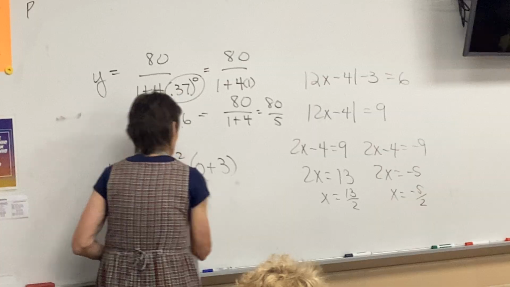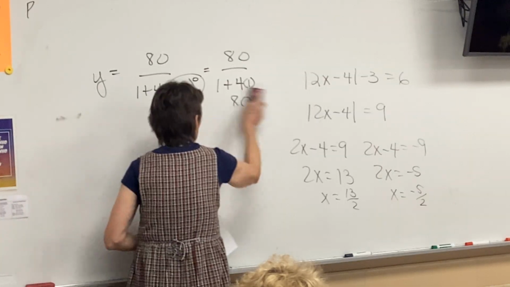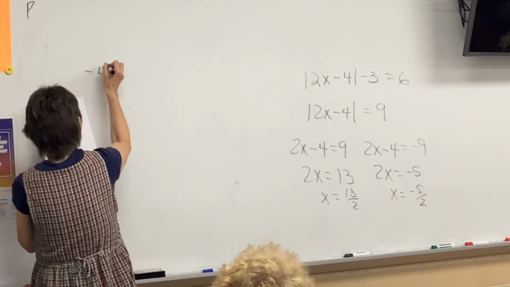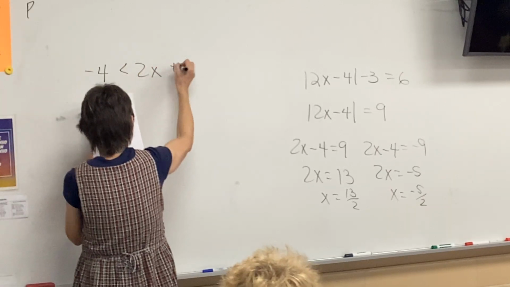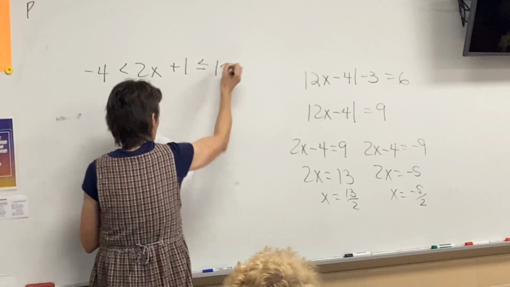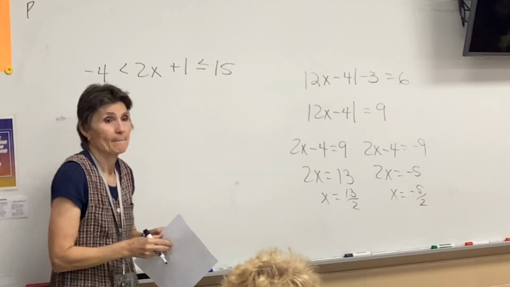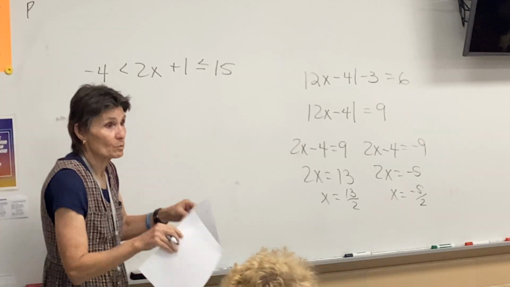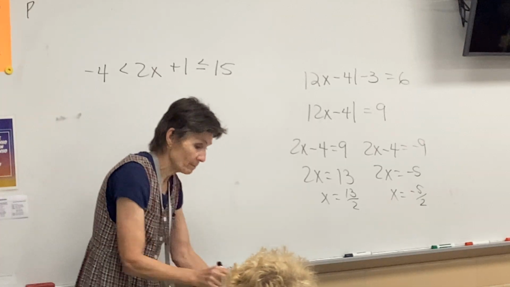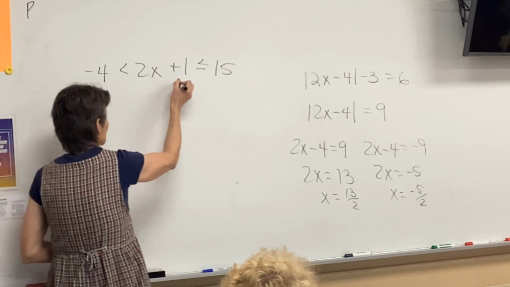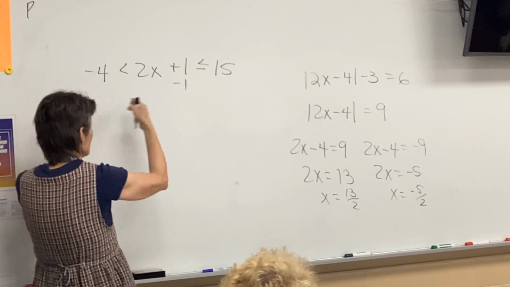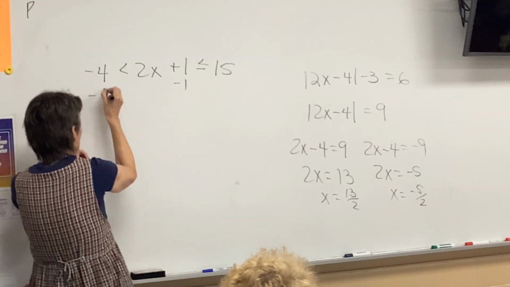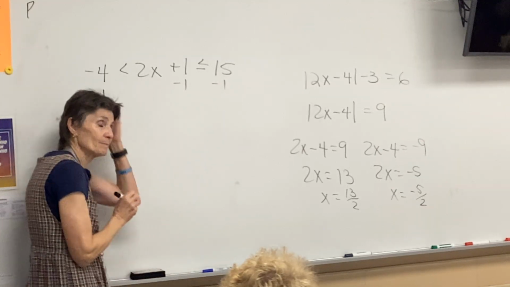Okay, number 5. Number 5 may look a little more complicated, but it's actually a very easy problem. Anybody have an idea how we might start? Subtract 1. Absolutely, that's what I would do. I would subtract 1, but here's the tricky thing. When you subtract the 1, since this is a 3-part problem, left, middle, right, we have to subtract 1 from all the parts.